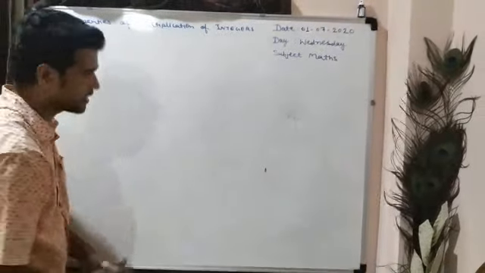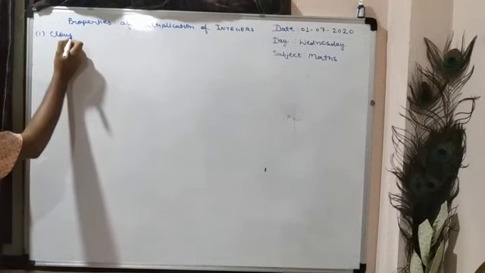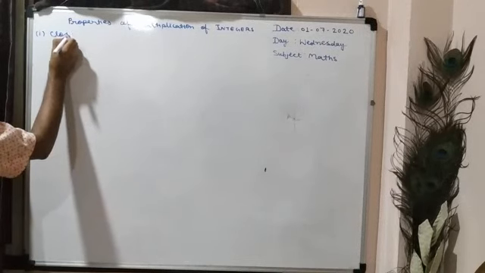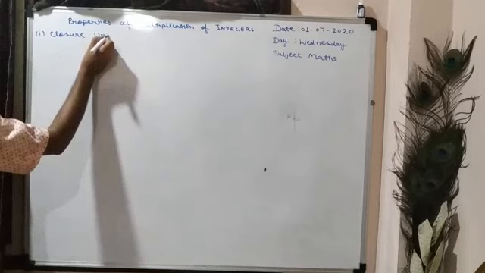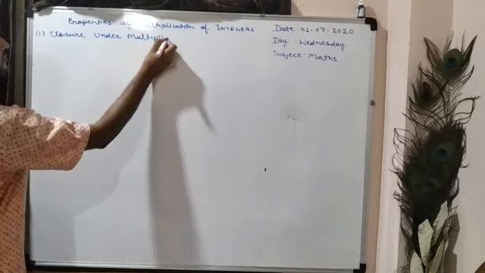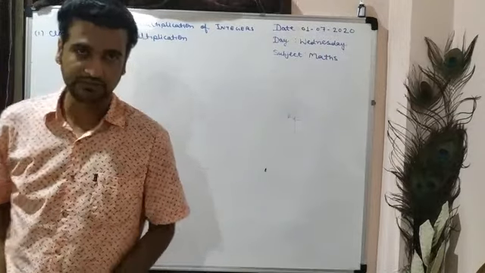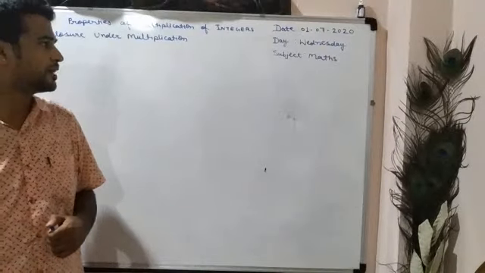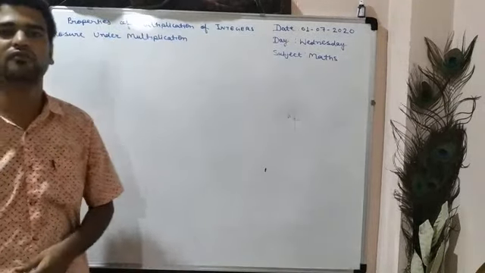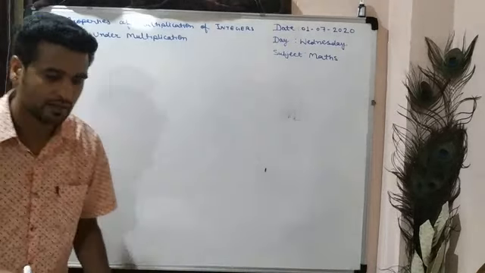First property is closure under multiplication. And what is the property? Closure property. If a and b are two integers, then the multiplication of a and b should be an integer.